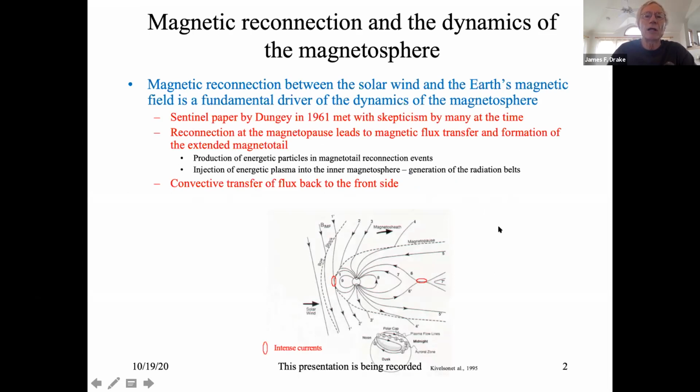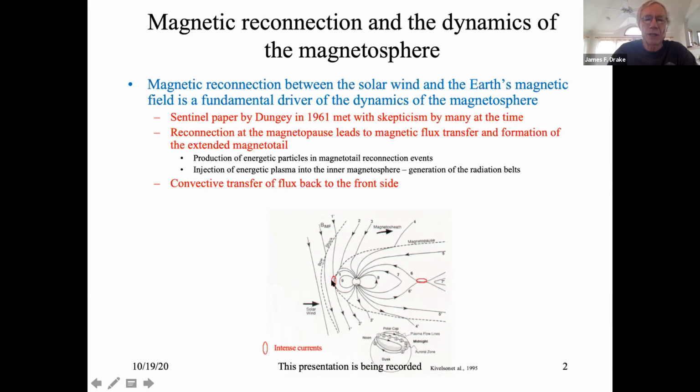So here's a general slide talking about magnetic reconnection and the dynamics of the magnetosphere. Magnetic reconnection between the solar wind and the Earth's magnetic field is a fundamental driver of the dynamics of the magnetosphere. There was a seminal paper in 1961 by Jim Dungey in which he proposed that the solar wind magnetic field, shown with the southward component here, would reconnect with the Earth's magnetic field with its northward component. But of course, many people didn't believe in reconnection at the time, and there was a lot of skepticism by some people. However, in the end, it turns out he was right.